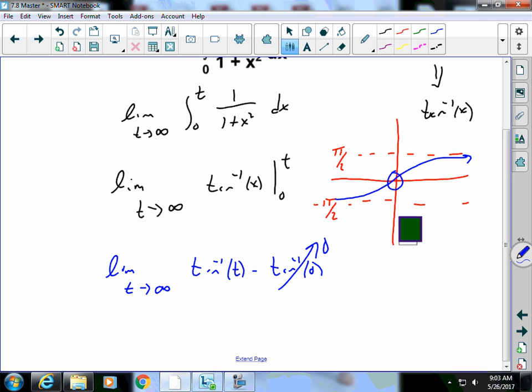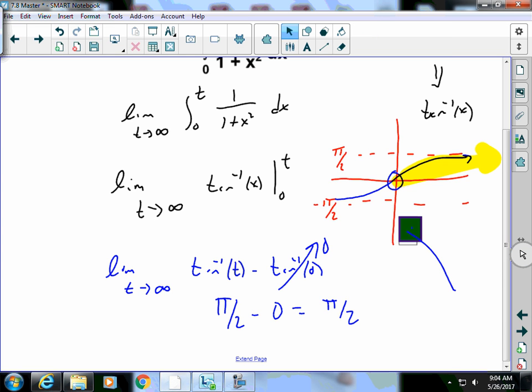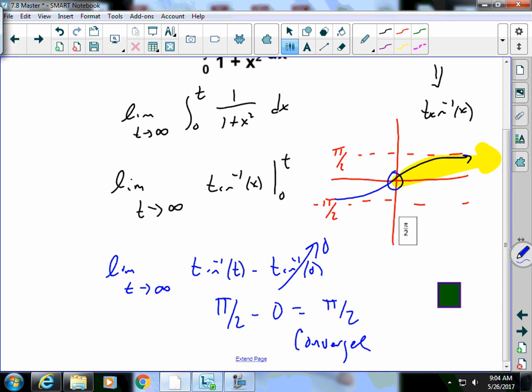And this, looking at this thing, as it's getting larger and larger, it's getting closer and closer to that pi over 2, so it's going to approach pi over 2. So this part is pi over 2. I have a pi over 2 minus 0, which is just pi over 2, and there's my answer, pi over 2. So we would say this converges, because it converges to a finite number, or a fixed number.